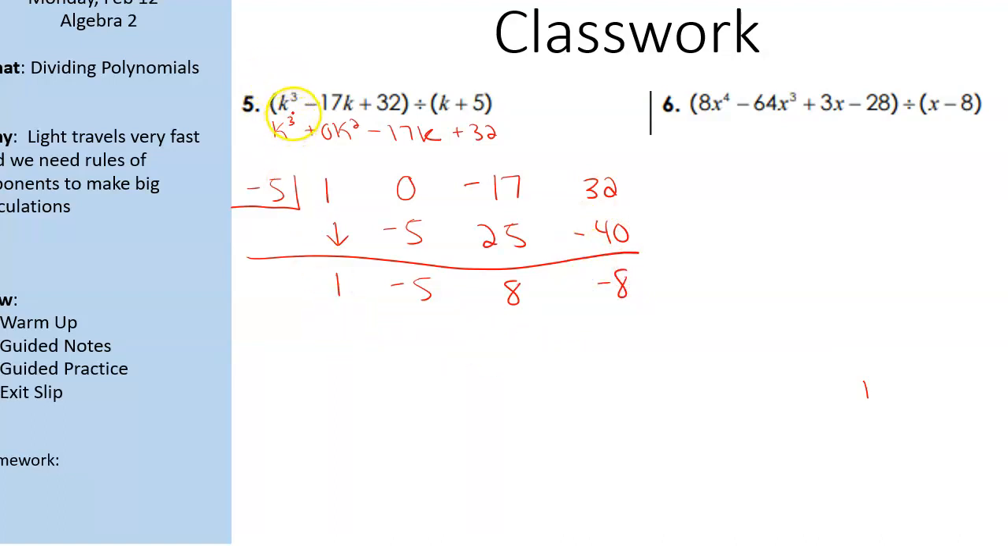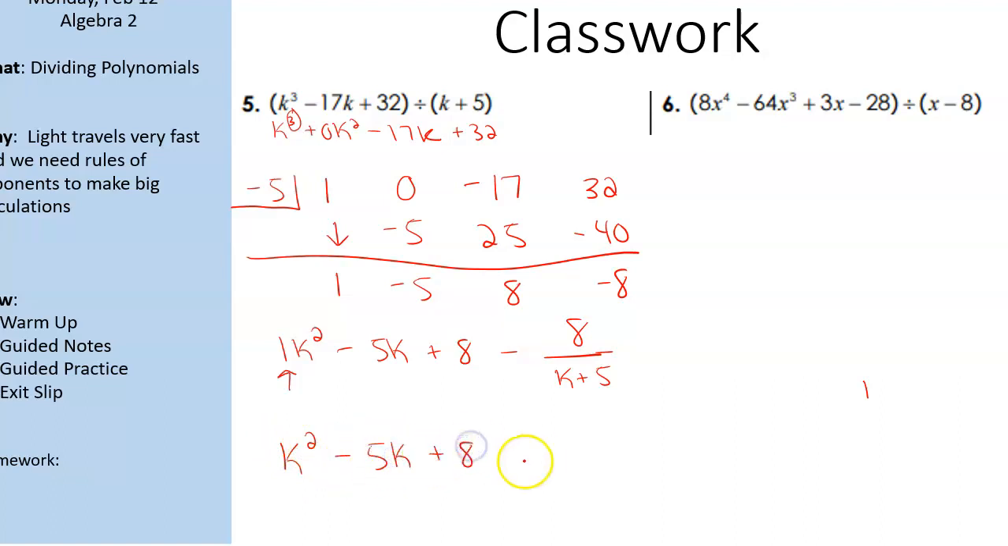Okay, my highest power is 3, so that means that my k is going to be k squared. So we have 1k squared minus 5k plus 8 for the constant, and then the remainder of negative 8 over k plus 5. Again, you do not need to write this 1 there. I'm just doing it for you. So we would really write this as k squared minus 5k plus 8 minus 8 over k plus 5. Okay.